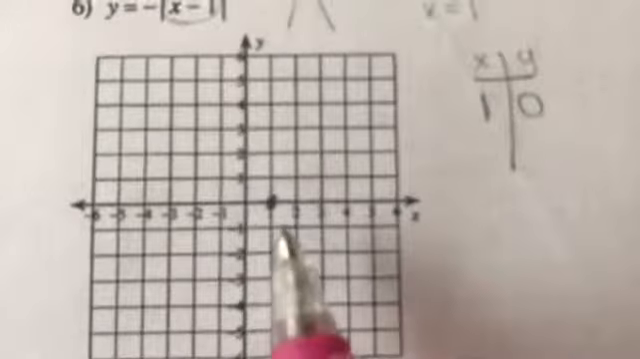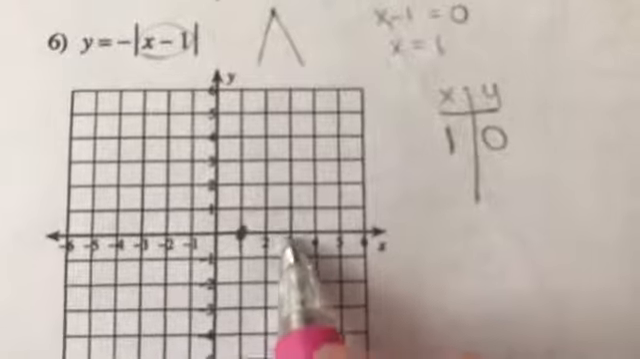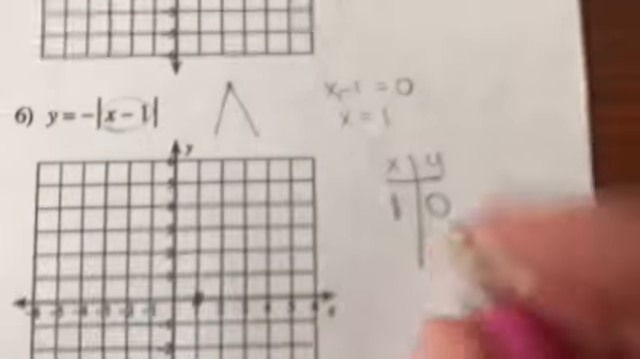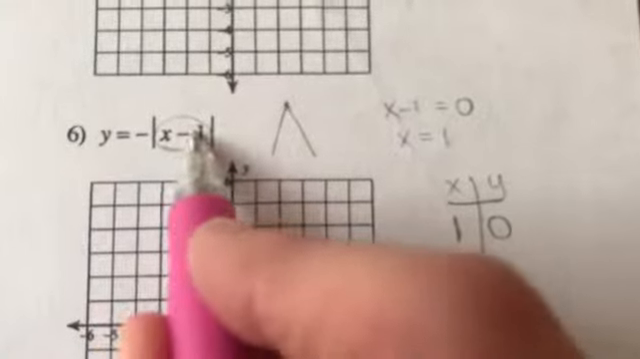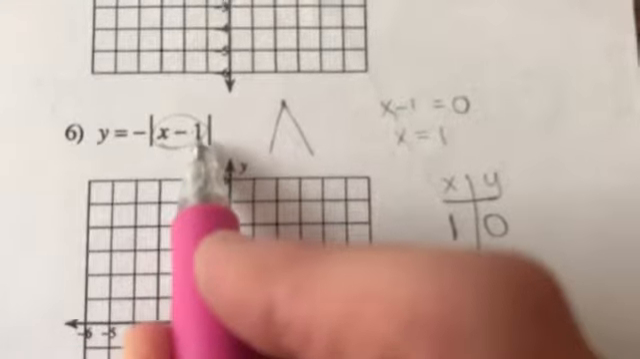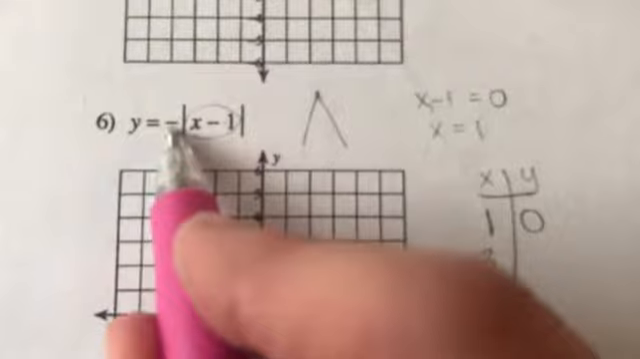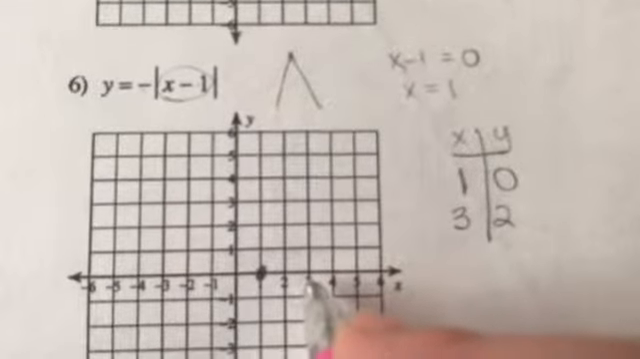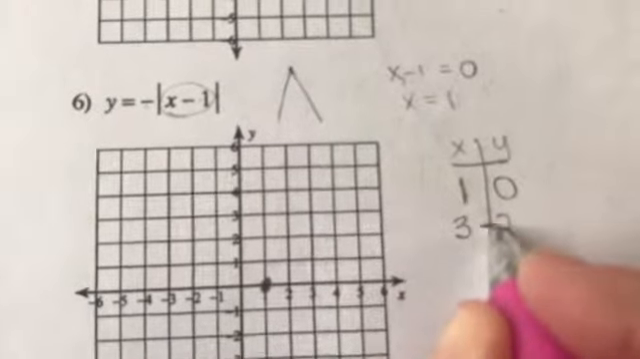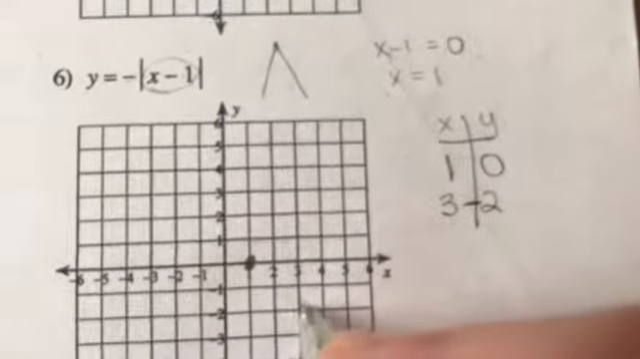I just find a point on either side. Usually I try to go about 2 over, so I might try 3. You can plug in anything you want. But look, if I plug in 3 minus 1, I get 2, and the absolute value of 2 is 2, but it's going to be a negative 2. So I've got this point, 3, excuse me, I forgot to write the negative down, 3, negative 2. So it looks like that.